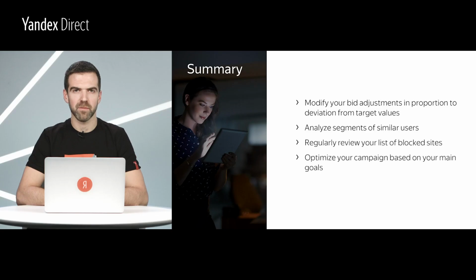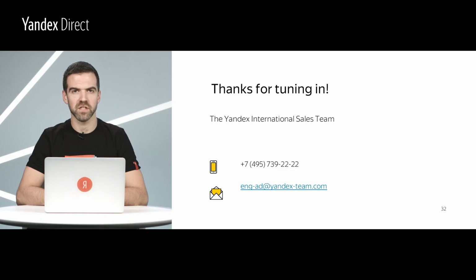And now let's summarize the main points of today's lesson. Modify your bid adjustments in proportion to deviation from target values. Analyze segments of similar users. Regularly review your list of blocked sites. And optimize your campaign based on your main goals. Use the checklist to make sure that all of your settings in campaigns for ad networks are correct. It's important that you continue to experiment, segment, and tweak your campaign to help you reach your goals.